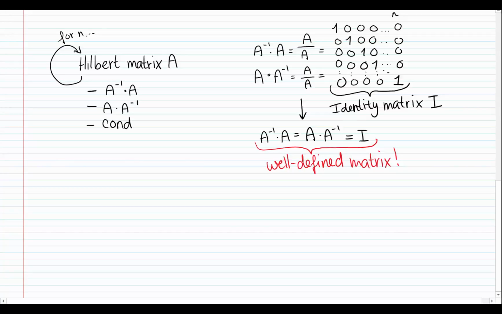Another way to determine whether your system is well-conditioned is to calculate the condition number. The larger this number is, the more ill-defined your system is. So a lower condition number.